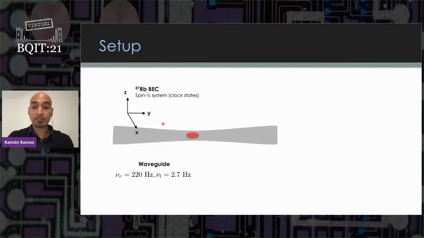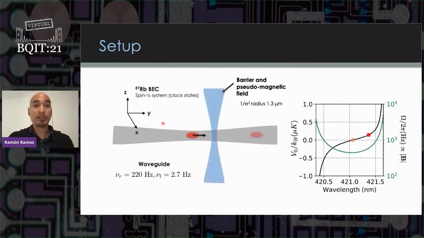We are going to intersect our atoms with a laser beam, and this laser beam is going to act both as a barrier and as the pseudomagnetic field that will couple the spin states. This laser is focused down to around 1 micron, and this is enough to see tunneling through this potential. Also, we're going to choose carefully the wavelength of this laser such that we can create two situations.